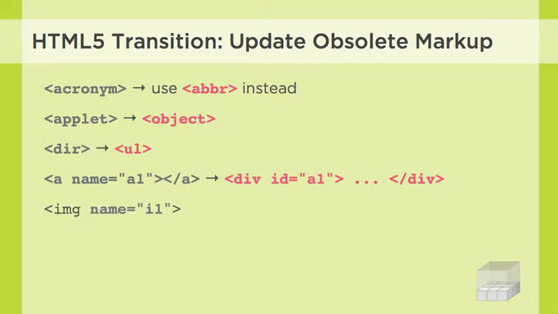Similarly, the name attribute on images was being used sometimes in forms. You don't need to be doing this anymore. The ID attribute works fine for images as well. And I've added in the closing slash for XHTML compatibility.